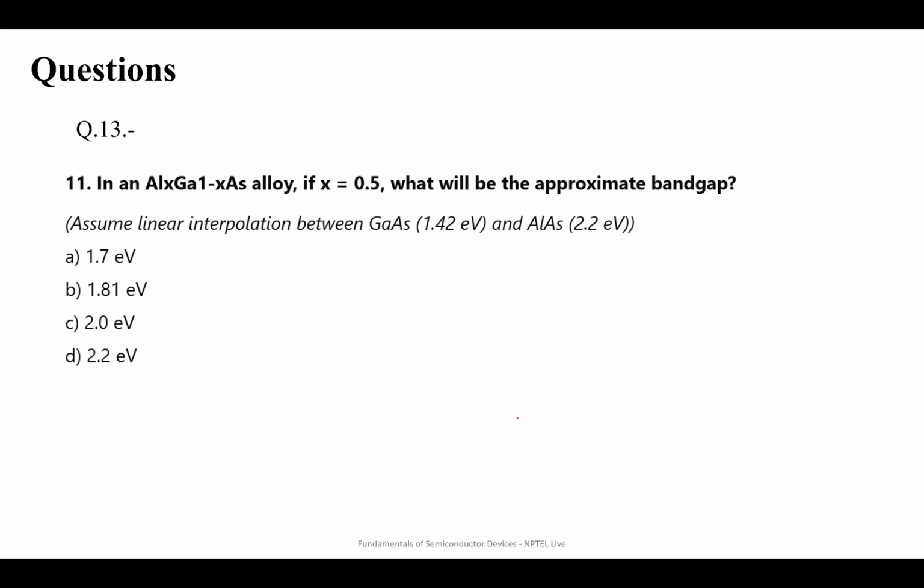Sir, in this case, x and 1 minus x are equal because x is 0.5. Yes. So, sir, we can calculate the lattice constant. Here you are calculating band gap, not lattice constant. Okay, band gap, band gap.